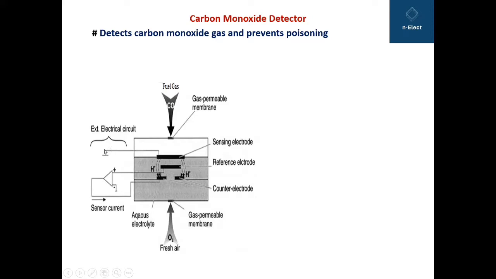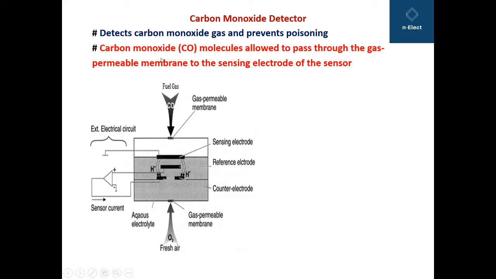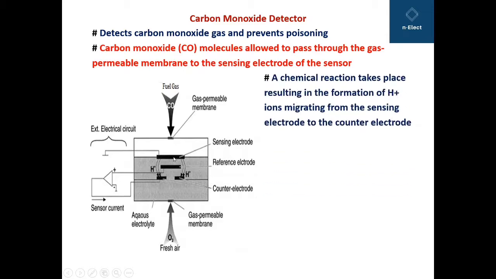And here the connections for the external circuit are provided, and the actual electric current will flow through this reference electrode to this operational amplifier, and from here the sensor current will be flowing through this counter electrode. Carbon monoxide, that is CO molecules, are allowed to pass through the gas permeable membrane to the sensing electrode of the sensor. Here a chemical reaction takes place resulting in the formation of hydrogen ions, migrating from the sensing electrode to the counter electrode.